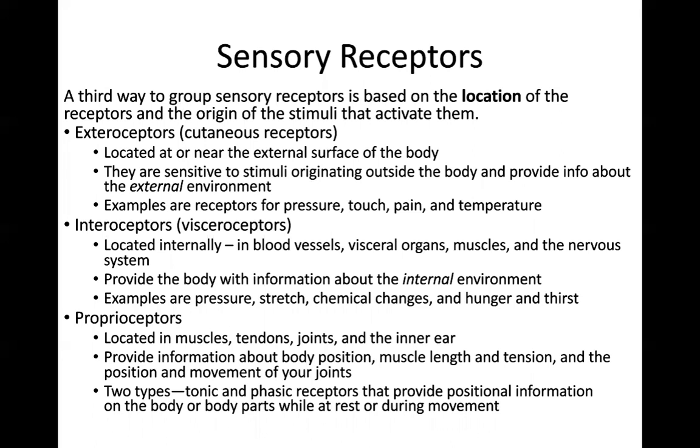Intero would be the opposite of those. Interoceptors are located in our interior, also known as visceroceptors because they're located within our viscera, which are our internal organs, blood vessels, the heart and the stomach and the intestines, so on and so forth.